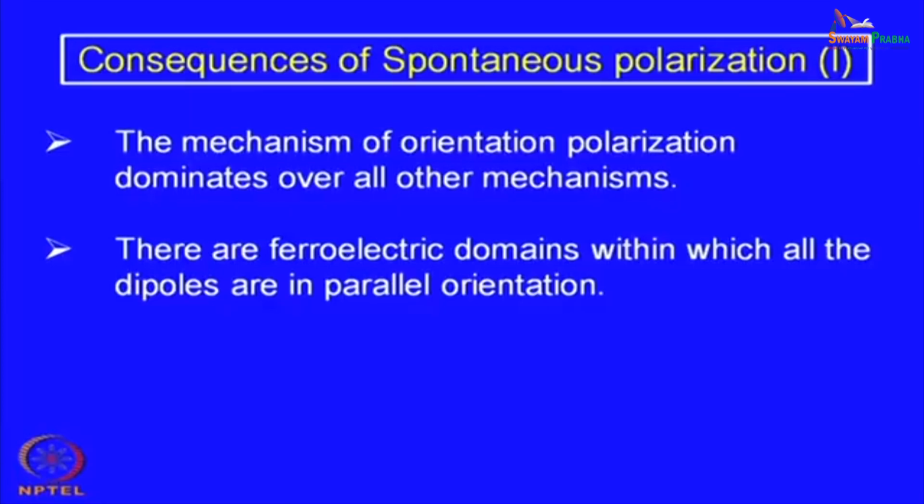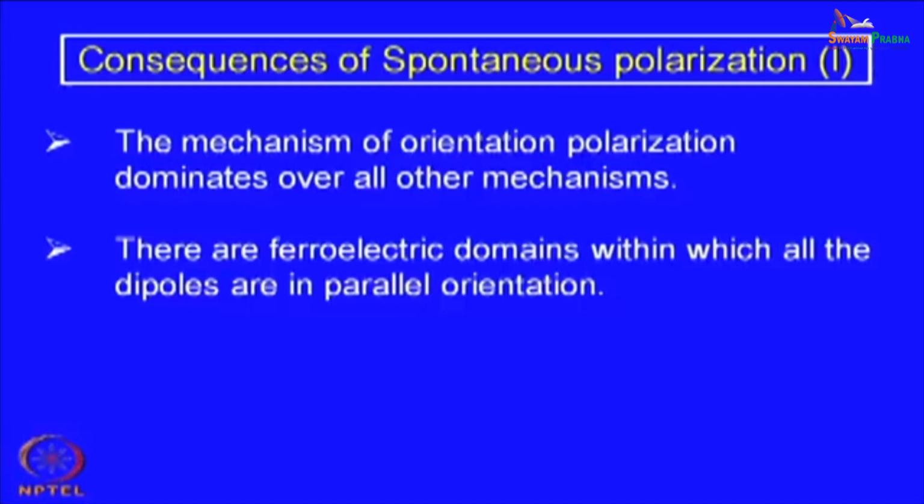There are ferroelectric domains within which all the dipoles are in parallel orientation. Since there are permanent dipole moments, these dipoles are already there. Individually they are not oriented in a random fashion. There are some clusters, and in those clusters they have a parallel orientation. Individual unit cells or dipoles are not completely random, but have a certain amount of ordering within a certain area, and these are called domains. Within those domains the dipoles are parallelly oriented, and therefore they have a net polarization.